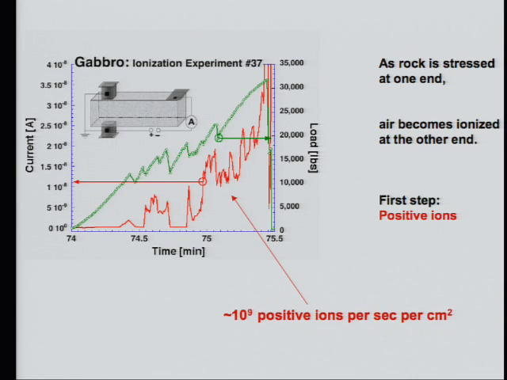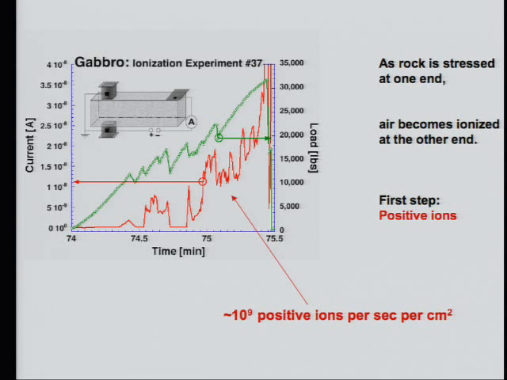So we bias this with a negative collector, minus 90 volts, and we measure positive ions. Now look at this. From these currents, we get roughly 10 to the 9 positive ions per square centimeter per second formed under these conditions. So we see, first step, positive ions.